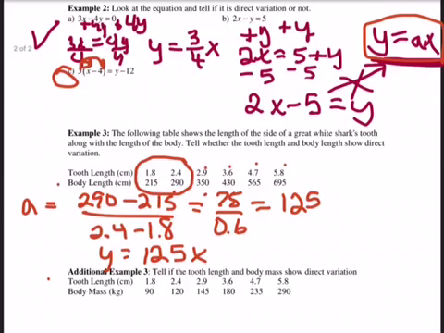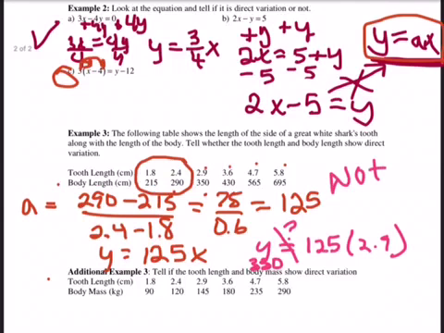So let's see. I want to know, does y equal, so in this case, 350, does 350 equal 125 times 2.9? When I type it into my calculator, I do not get 350, so it is not direct variation.